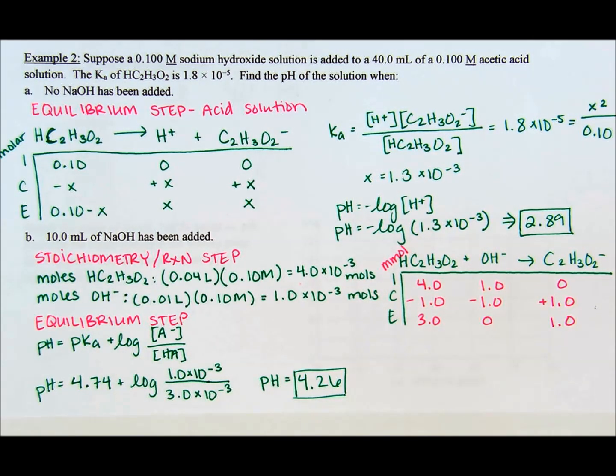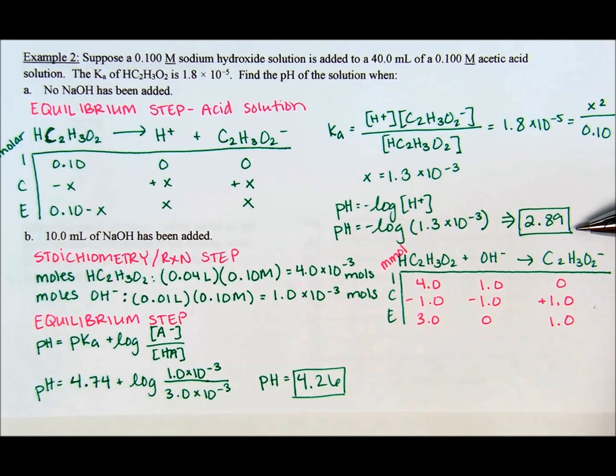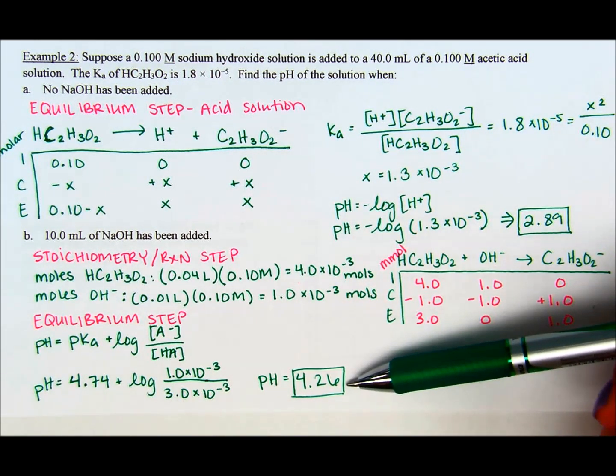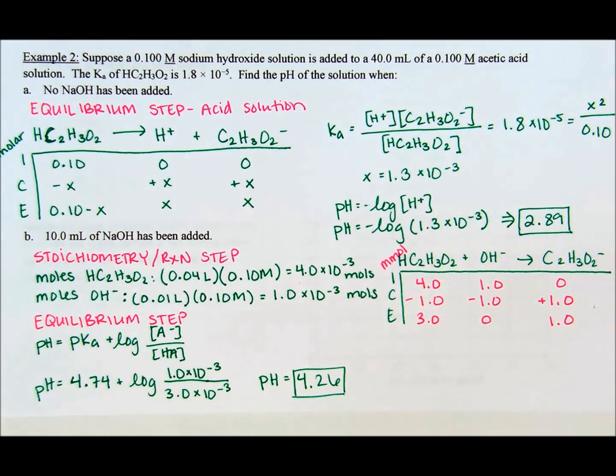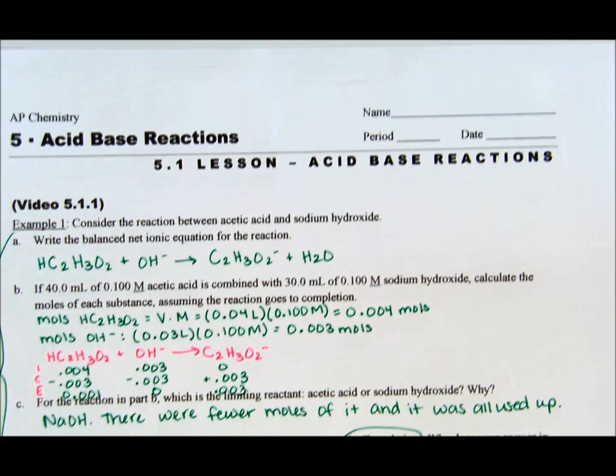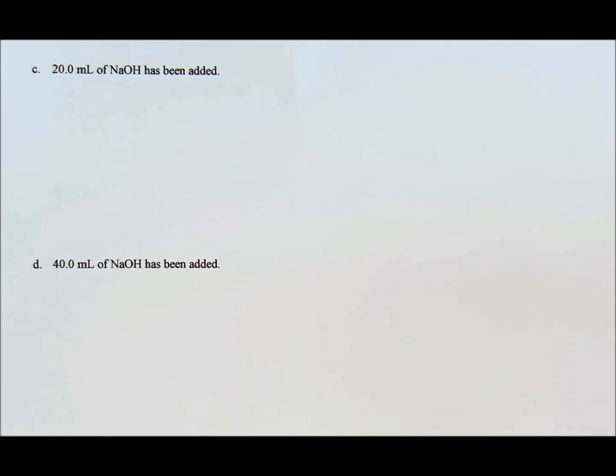So that means after you add 10 milliliters of sodium hydroxide to the solution, before you added anything, you had a pH of 2.89. Now you added 10 mLs of 0.1 molar sodium hydroxide. Now your pH is all the way up to 4.26. So go ahead and flip your paper over, and let's take a look at part C.